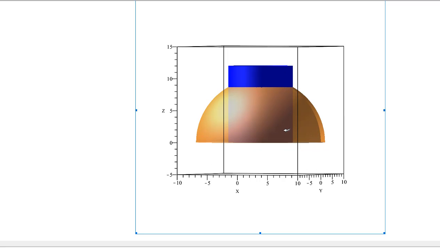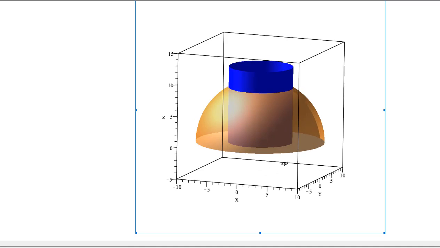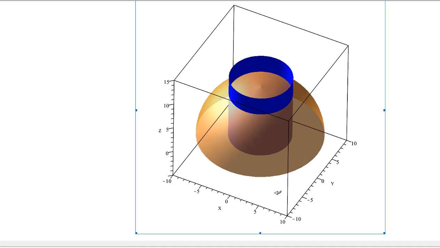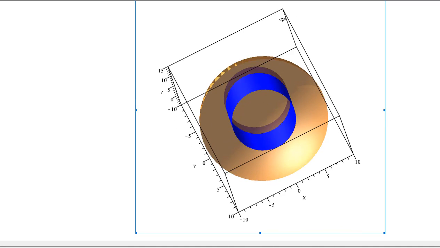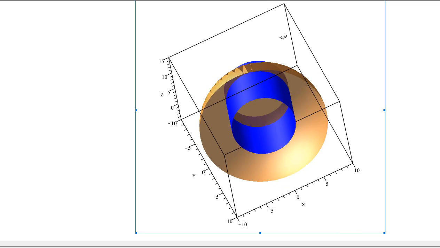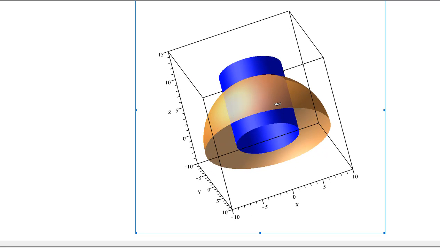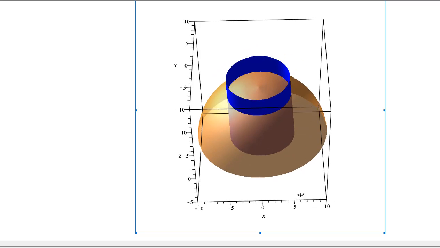Now I've got these chopped off at the XY plane, so we can look inside of the cylinder and see the dome, and likewise from the bottom. Now we're told in the hint to use cylindrical coordinates. So I'm going to use cylindrical coordinates.